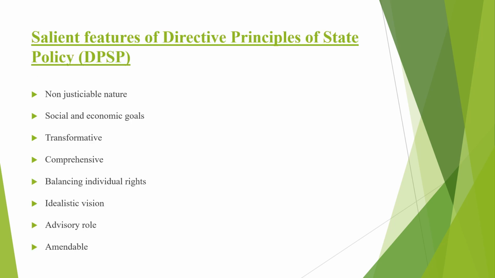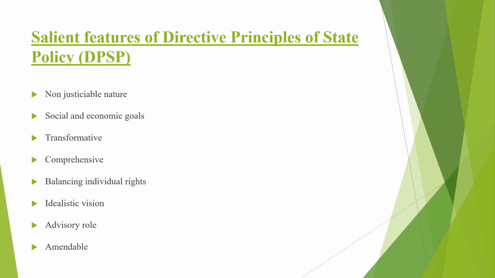Salient features of directive principles of state policy. So these 8 points are the key features of the directive principles of state policy. First, non-justiciable nature. It means that directive principles of state policy are not enforceable by courts. They only serve as guidelines for the government rather than legally binding obligations. Second, social and economic goals. It means that directive principles of state policy focus on achieving social and economic justice by addressing issues such as poverty, inequality, and access to resources like education and healthcare.